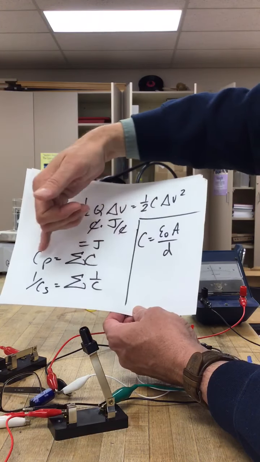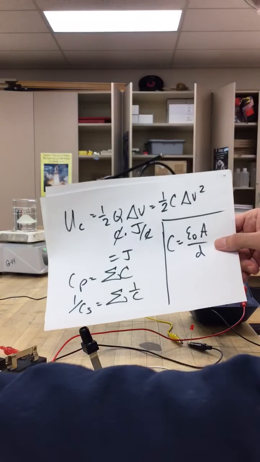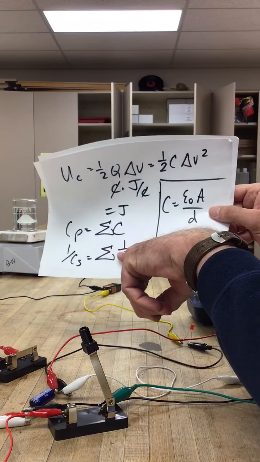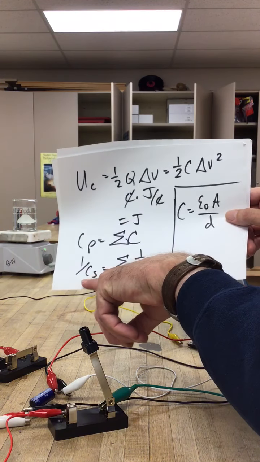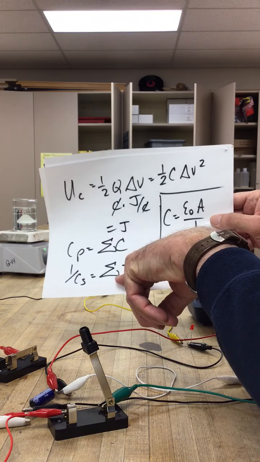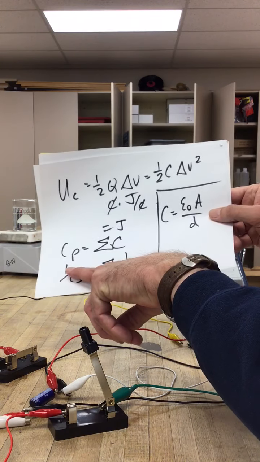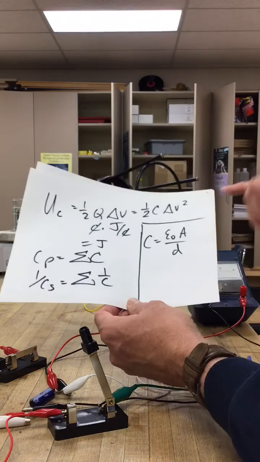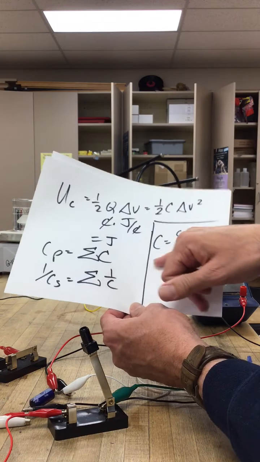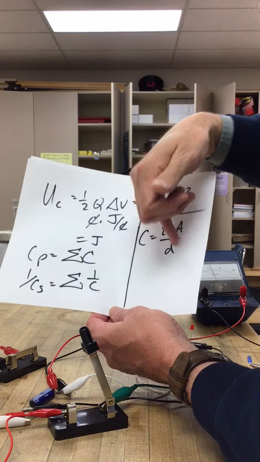If you have capacitors that are hooked up in parallel, and I'll show you that in just a second, then that's just the sum of them. If you have capacitors that are in series, then that's just like resistors. You just add the inverses of them, and then you take the inverse of all of that. Boom, there's that capacitor. Now, to actually calculate the value of your capacitor, that's epsilon naught A over D.